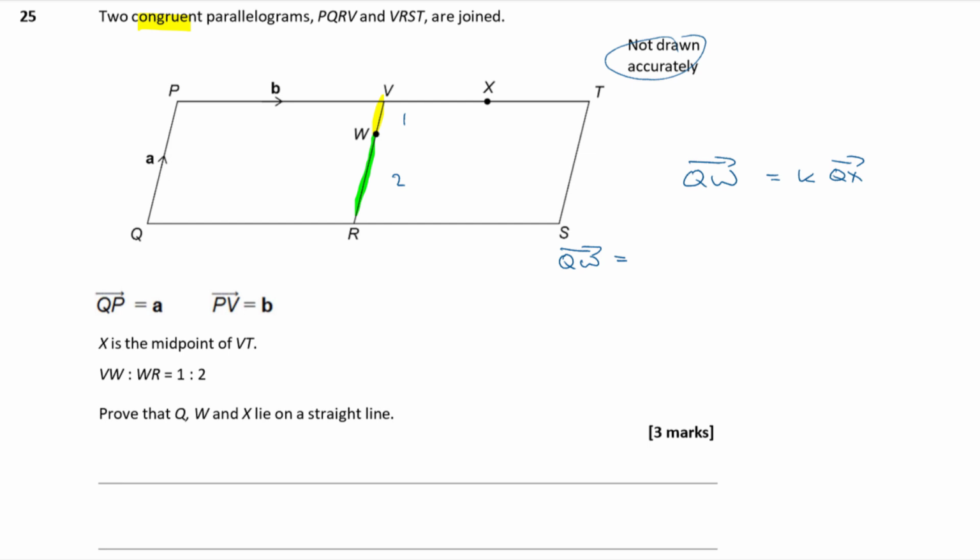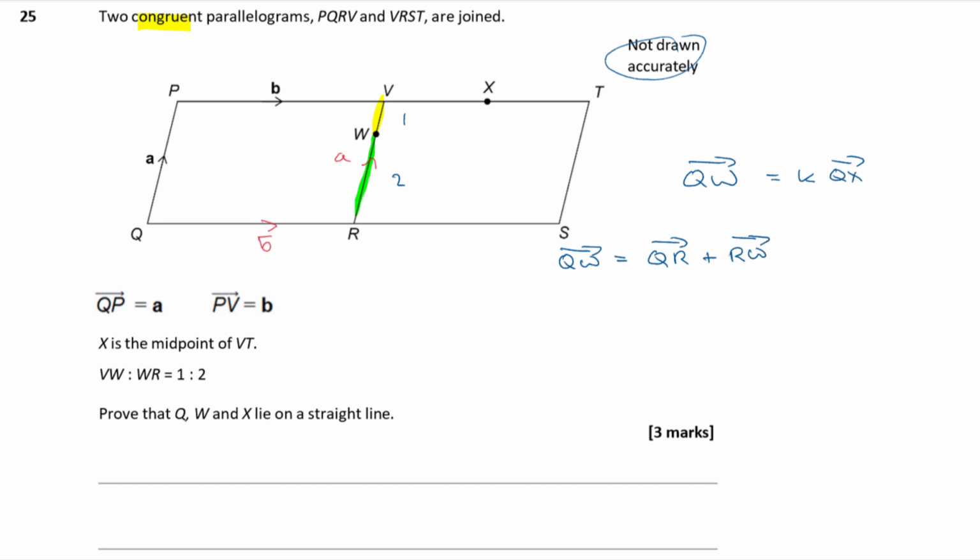Because it's a parallelogram, opposite sides are parallel and equal in length. So the vector from Q to R is going to be the same as the vector from P to V, isn't it? That's also going to be vector B. And the vector from R to V is going to be the same as the vector from Q to P. That's going to be vector A, going all the way from R to V. Okay, so if I want to go from Q to W, I'm going to go from Q to R, and when I get to R, I'm going to go from R to W.